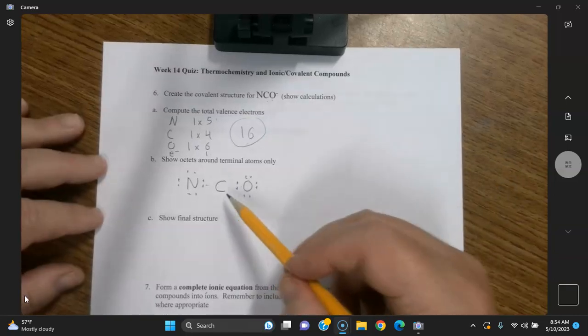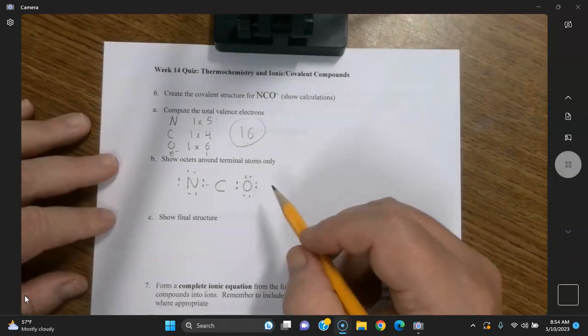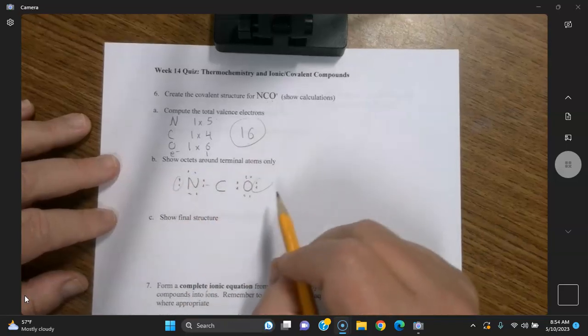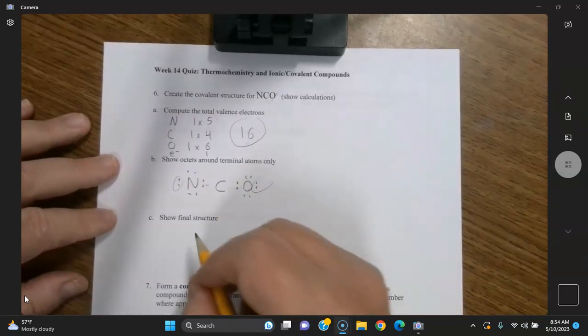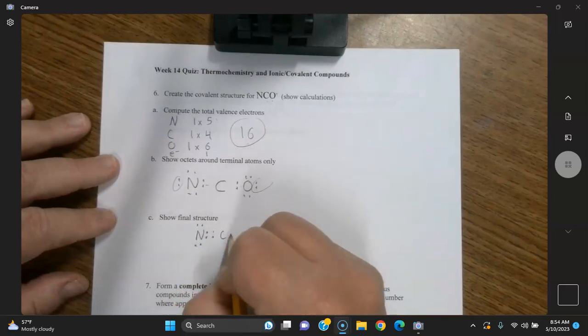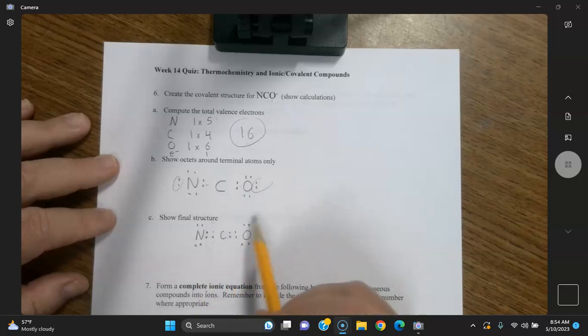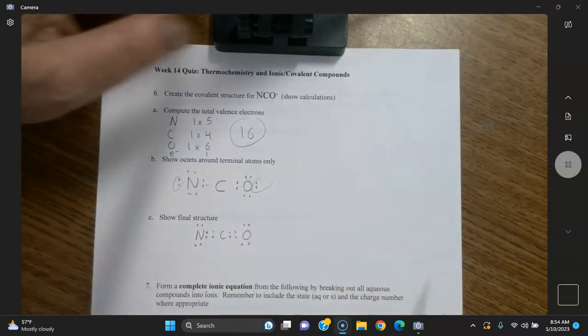But it's not the final answer because carbon doesn't have an octet. So the way you do that is you take any two pairs from the outside and put them in the middle. And you'll end up with this. So now we have 16 electrons and everybody has an octet. You can count nitrogen, carbon has an octet, oxygen has an octet.